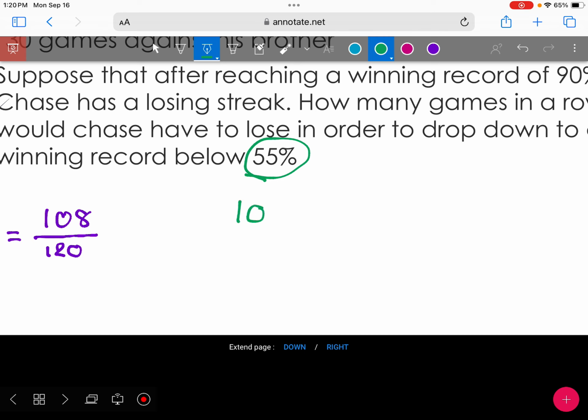108. The number of games he's won doesn't change. Losing something doesn't undo a win. Over 120 plus G, over 120 plus however many games he loses. And we can use G again. That's totally fine. And what's that going to equal? 0.55.